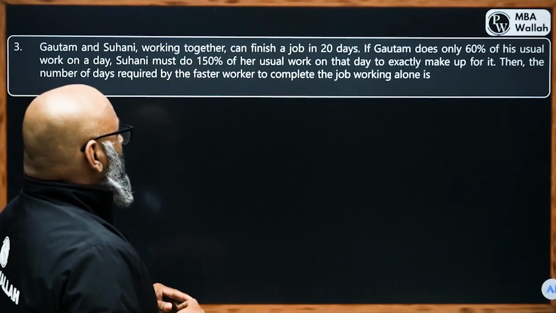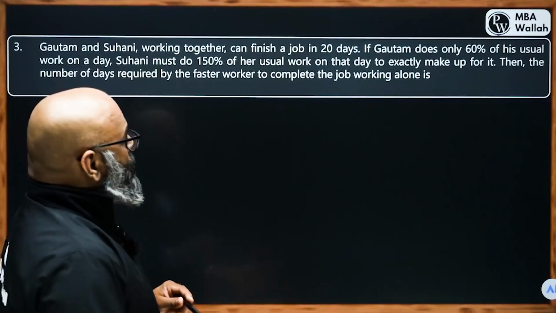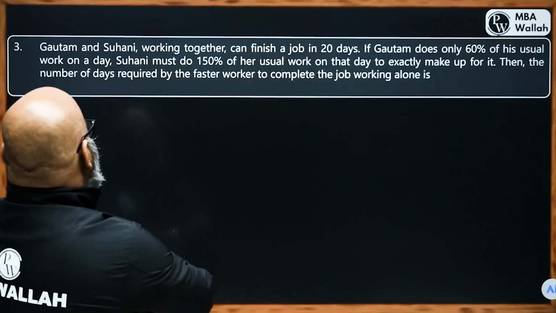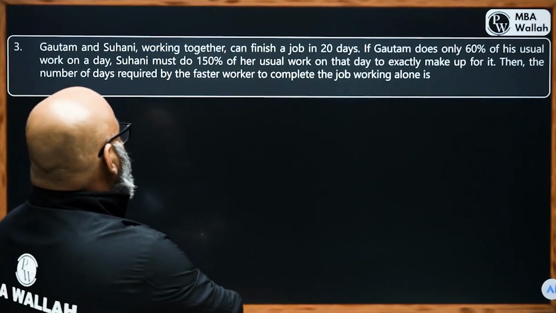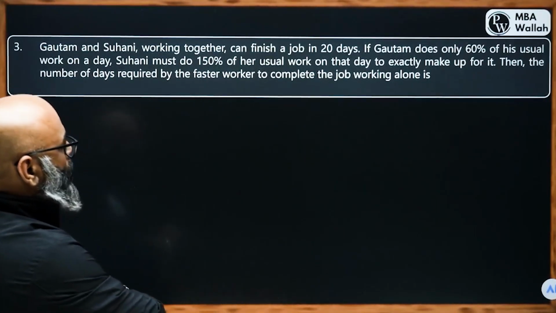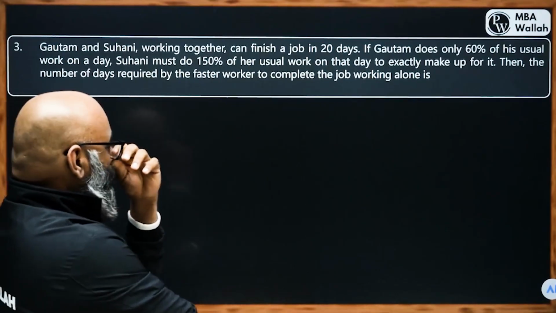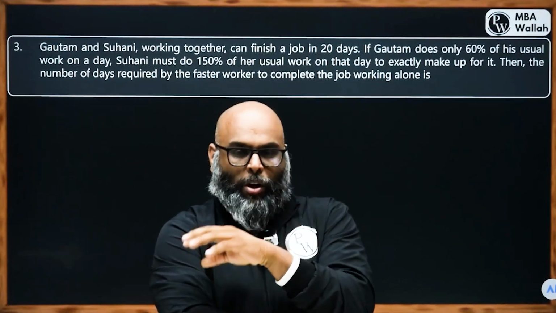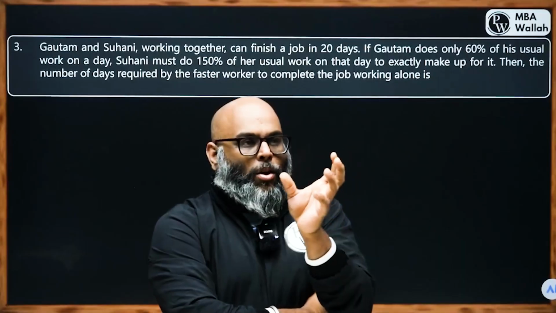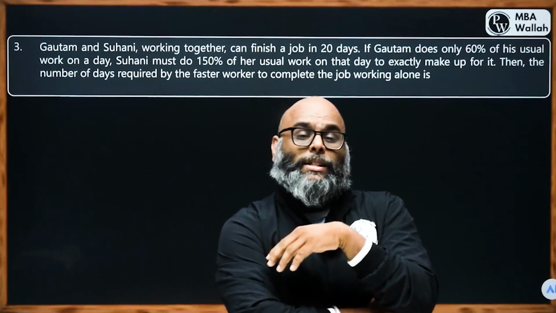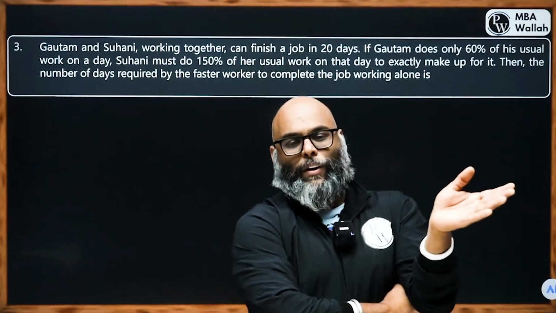Gautam and Suhani working together can finish a job in 20 days. If Gautam does only 60% of his usual work on a day, Suhani must do 150% of her usual work on the same day, to exactly make up for it. So whatever Gautam does not do, Suhani does that extra. Gautam does not do 40% of the work, Suhani has to compensate that by doing 50% extra of her work.